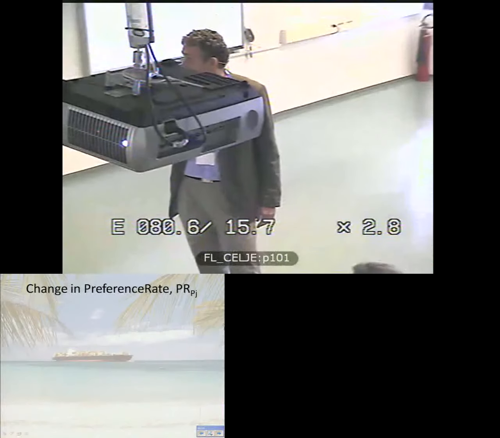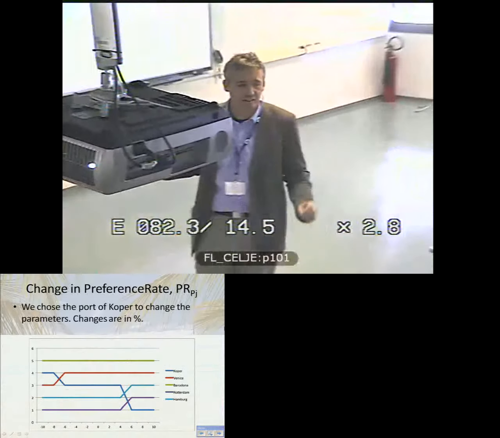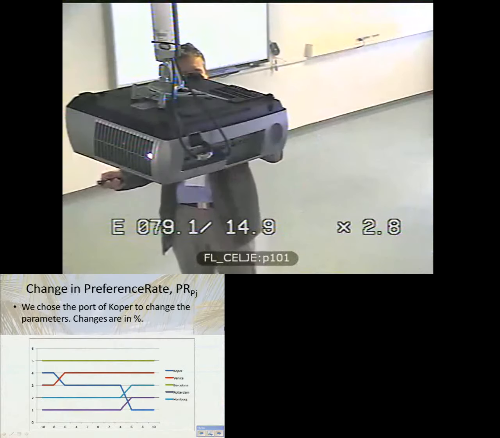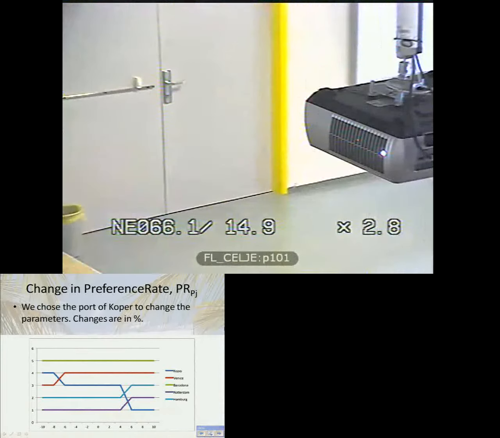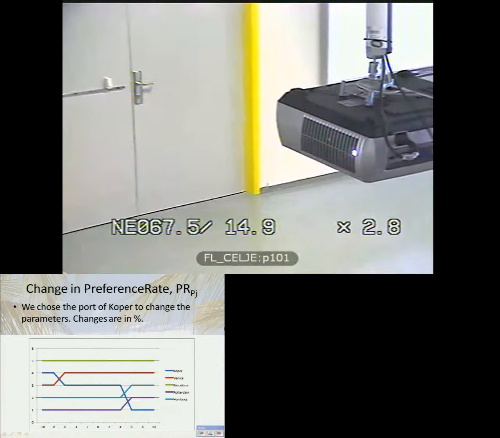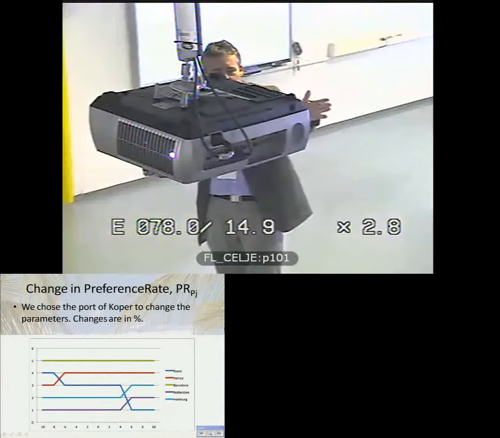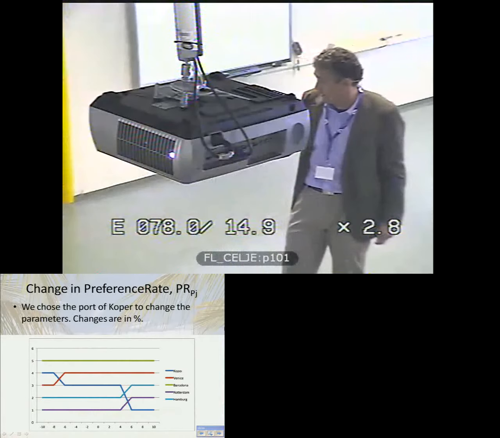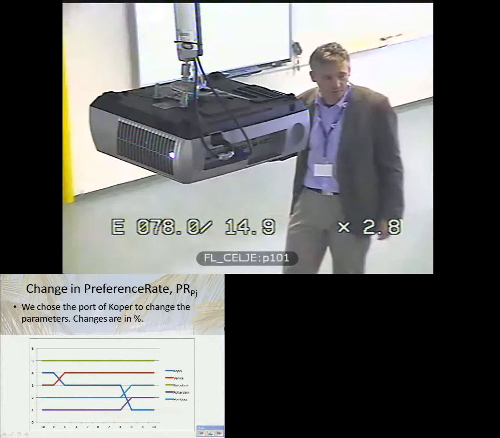Okay, then we change the preference rate itself. If I change the preference rate at one port, it also changes at the others, because the sum is always 1. So I choose the port of Copper, because it's the Slovenian port, as the port where I will change the parameters. So I change the PR. This is the initial solution, from minus 10% up to plus 10%.